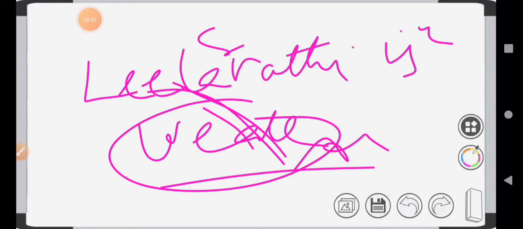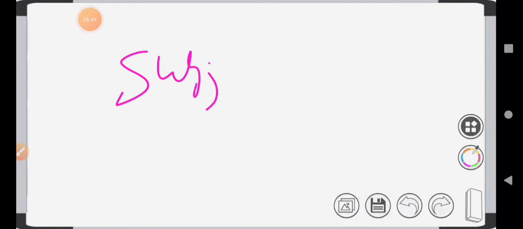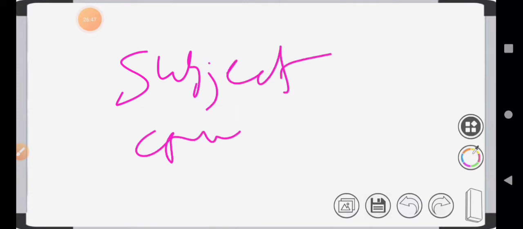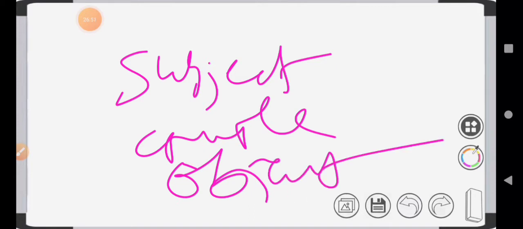There are two types of complements: the subject complement and the object complement. The subject complement tells about the subject. It completes the meaning. It cannot be removed because it completes the meaning.